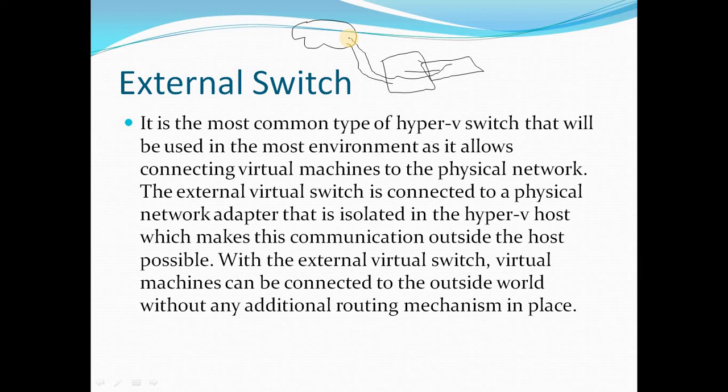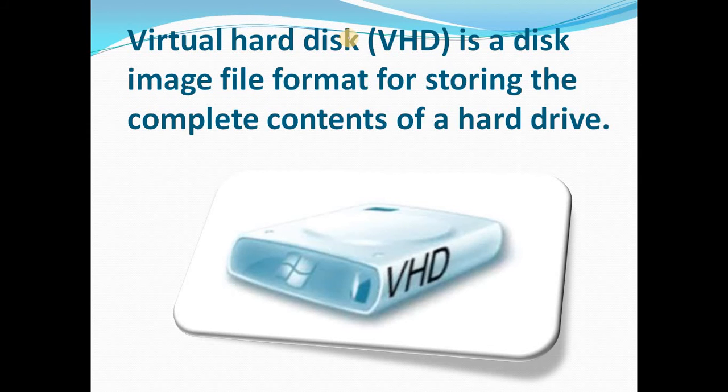When we talk about creating a virtual switch, before you install the operating system, you need to understand these three things clearly: private switch, internal switch, and external switch. Private switch is in between the guest operating systems, internal switch is between the guest and the host, and external switch is for the outside world as well. Now the next topic that you need to understand before we jump into the deployment of your virtualized environment is the virtual hard disk. A virtual hard disk is actually a disk image file for storing the complete contents of the hard disk.